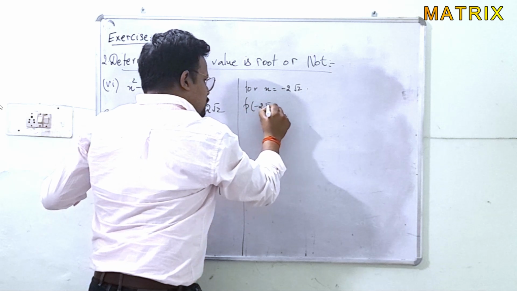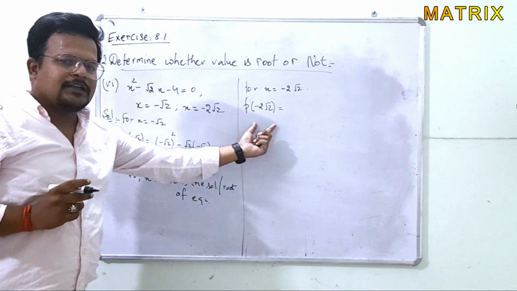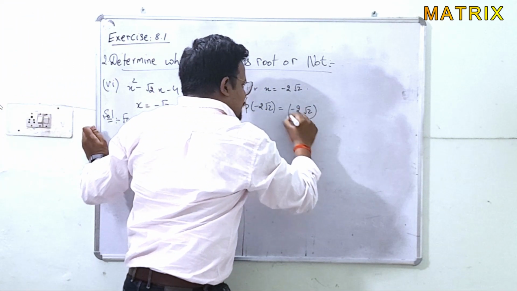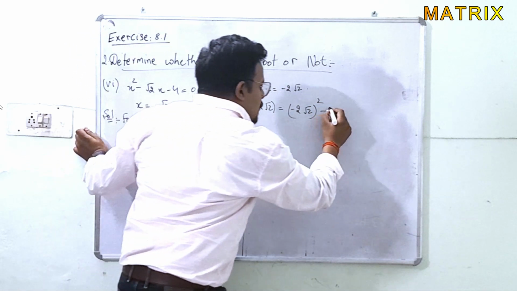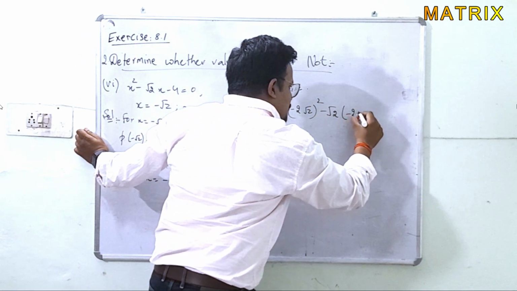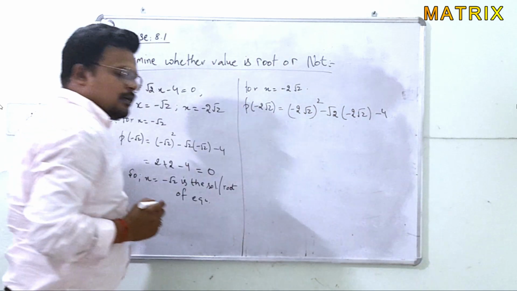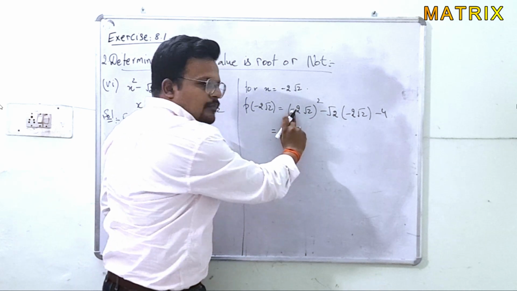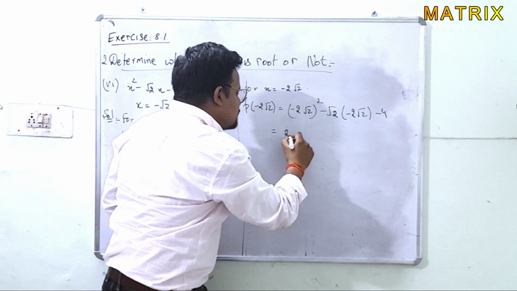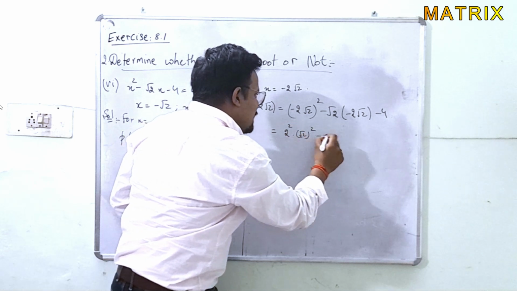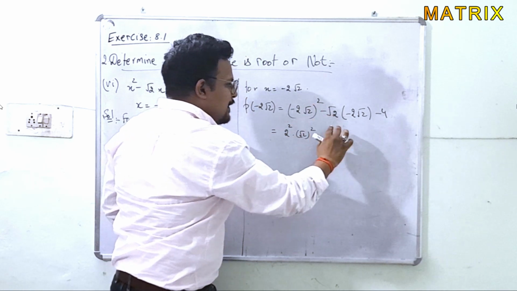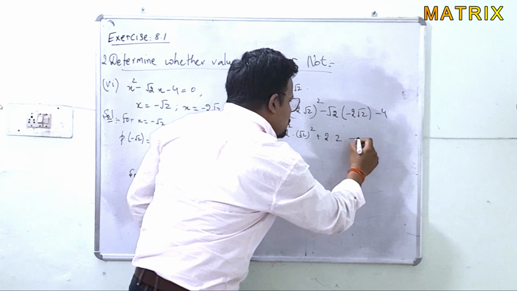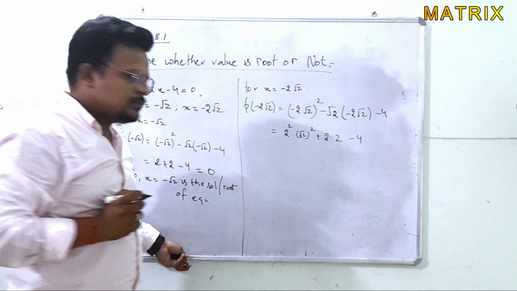p of minus 2 root 2. When I put this value minus 2 root 2 in this, what will I get? I will get minus 2 root 2 raised to power 2 minus under root of 2 multiplied by this, minus 4. Clear? So when I solve this, what will I get? Minus 1 square will be positive only. So this is 2 square under root 2 whole square, minus this minus will be plus only, and this 2 multiplied by 2 root 2. So it will be 2 multiplied by 2, minus 4. Yes or no? Now see.